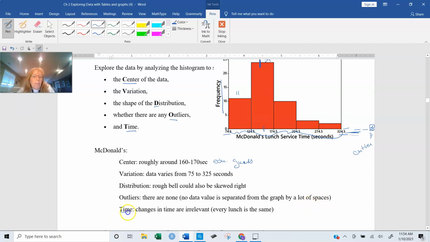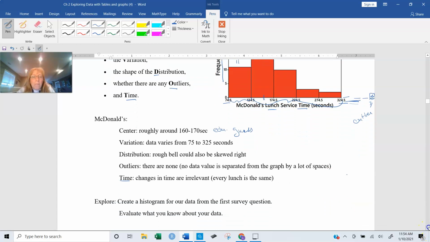Okay, time. This doesn't have any effect because this is all lunch time. All right, there is none of this that was taken at breakfast and then at supper. It was all taken at one time. So time has no relevance in our data.